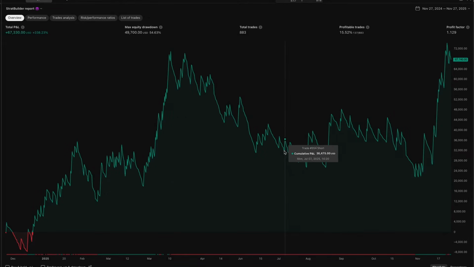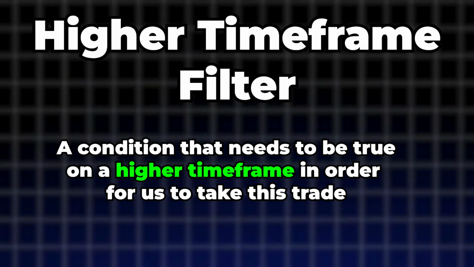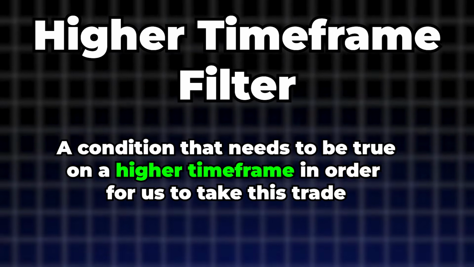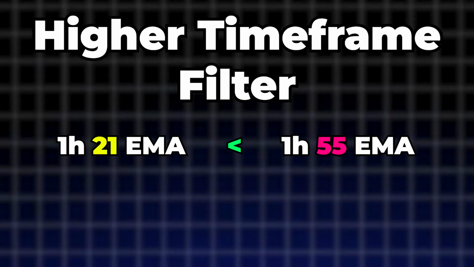We want a way to filter out a lot of the trades in this area, so let's optimize with a higher time frame filter. A higher time frame filter is basically a condition that needs to be true on a higher time frame in order for us to take this trade. For this strategy, let's only enter when the 1-hour 21 EMA is less than the 1-hour 55 EMA.